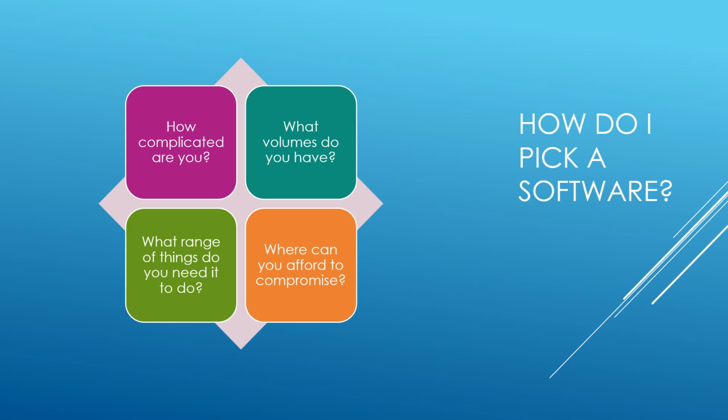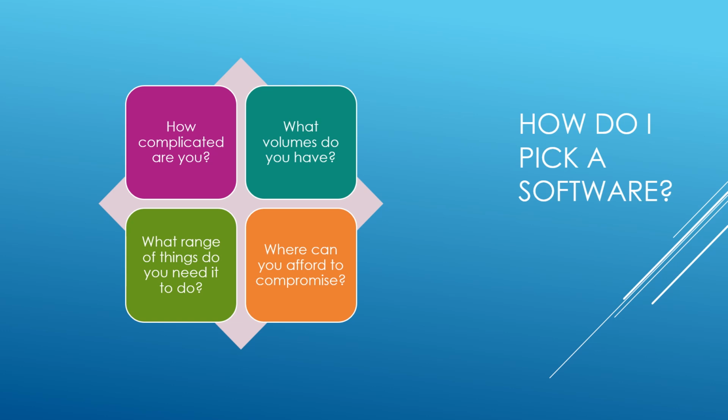The next one is the volumes of things that you have. If you only have a handful of invoices to pay to suppliers, maybe a couple of staff, maybe the odd expense, then you don't need a giant software that will do all those things for you. But if you've got a huge number of those things, a lot of direct debits, a lot of things coming in, a massive bank reconciliation to do, then you need a system that's going to support you to do that instead.